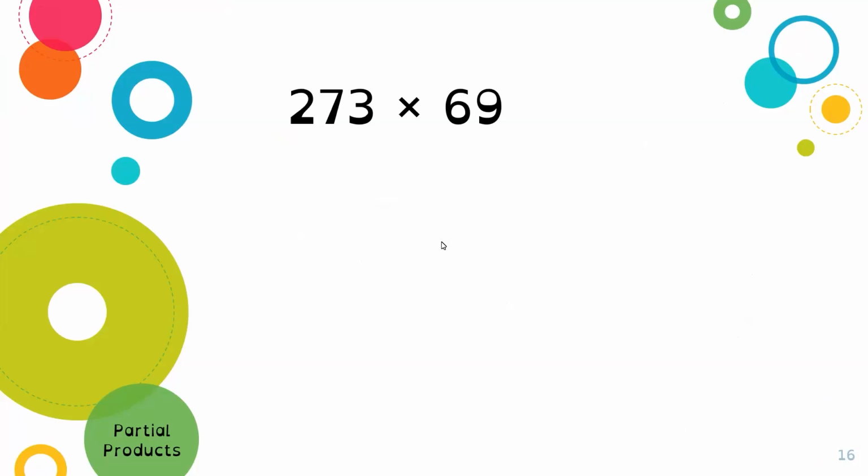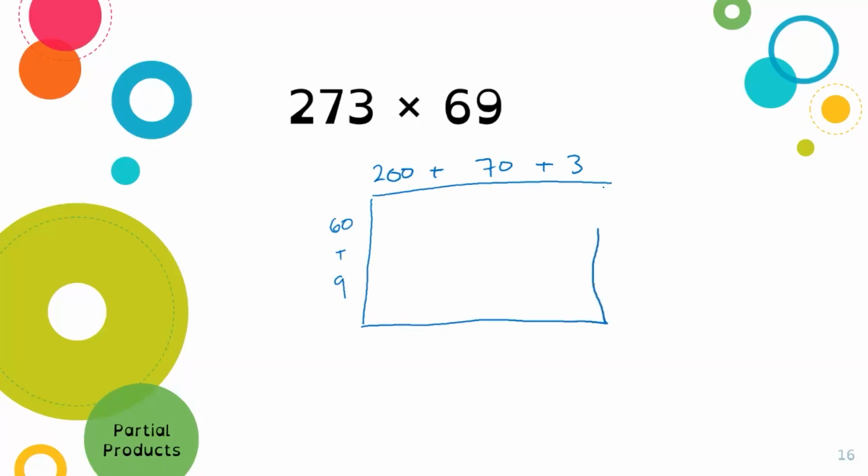So this is called partial products, or if you're looking it up online, it could be called the box method of multiplication. And what I'm going to do is break up my numbers by place value. So 273 becomes 200 plus 70 plus 3, and I've written that across the top of my box. And then along the side of my box, I'm going to write 69 as 60 plus 9. Then everywhere I have a plus sign, I'm going to draw a line to organize my information. And now we're going to use the area model of multiplying.